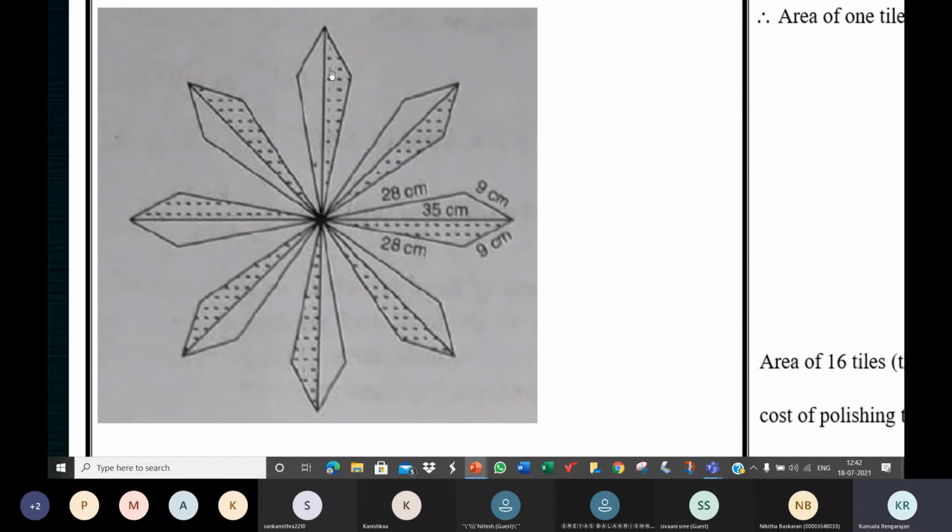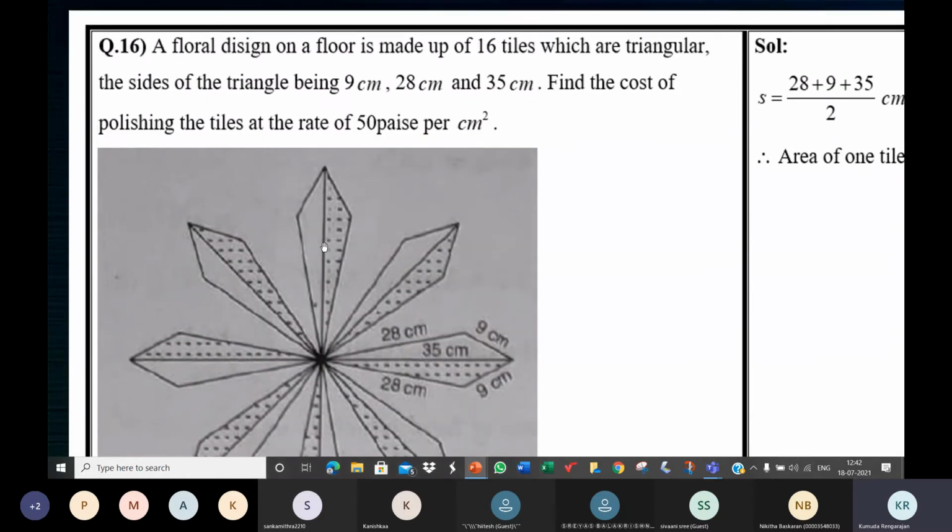So this is a design. This is a flower-like design. See here, a floral design, a flower-like design. A floral design, don't mind the spelling, children. D-E-S-I-G-N, it is design, okay. So a floral design, a flower-like design on the floor is made up of 16 tiles.